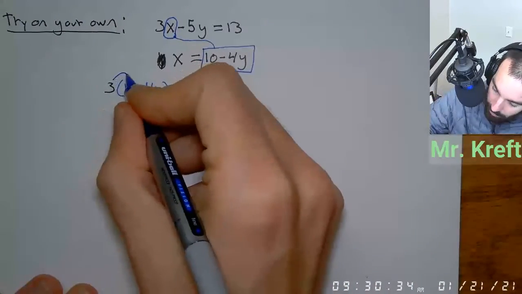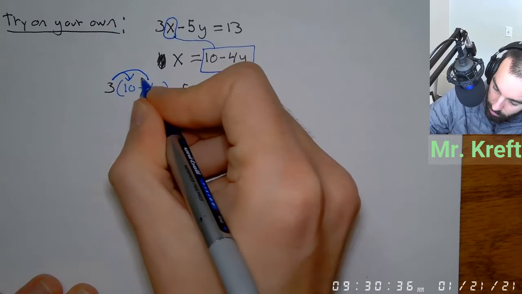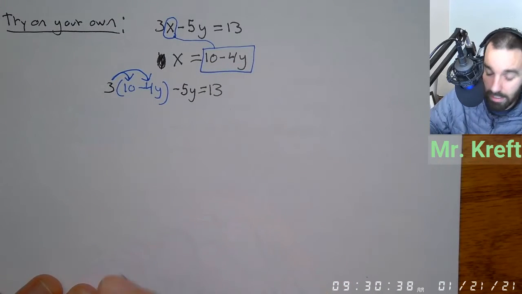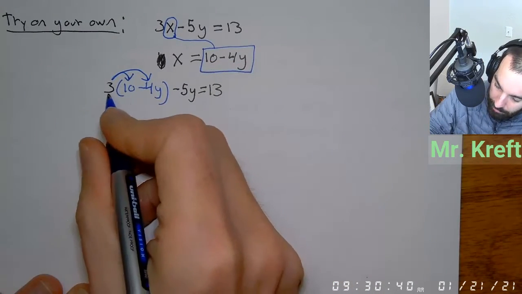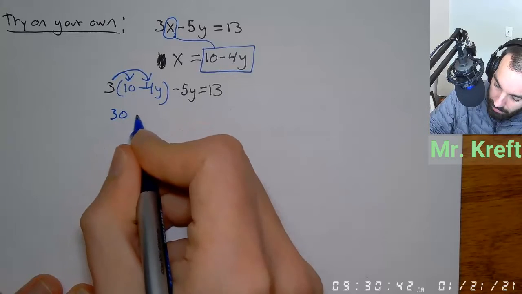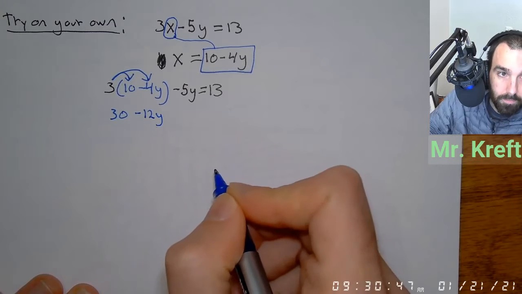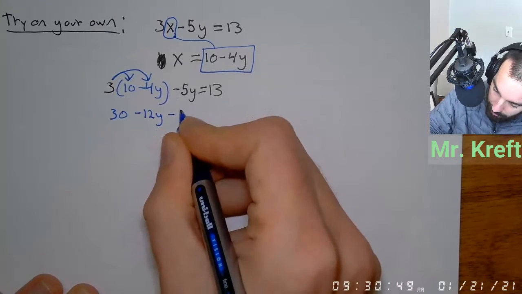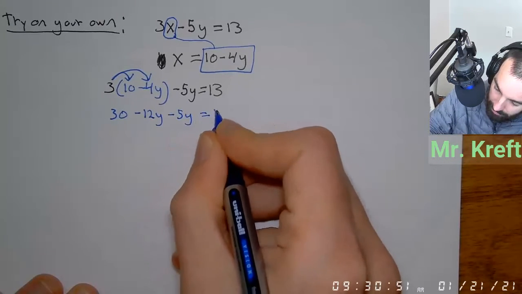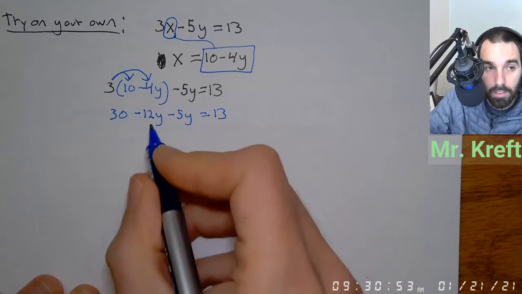So to do that, the first thing I'm going to do is distribute that 3. So I'm going to have 3 times 10 is 30, 3 times negative 4y is negative 12y, and then the minus 5y stays the same, and then I get 13.